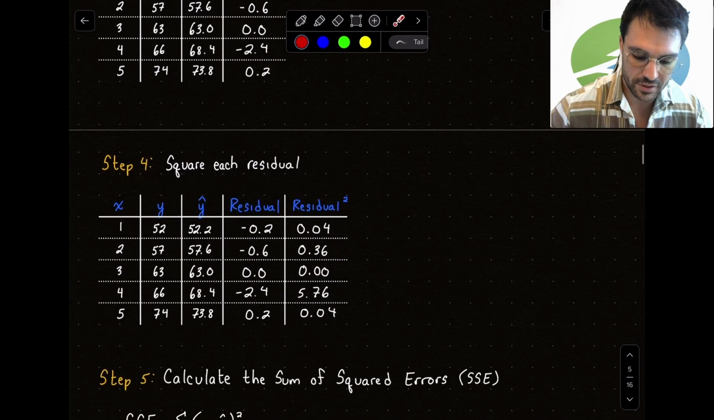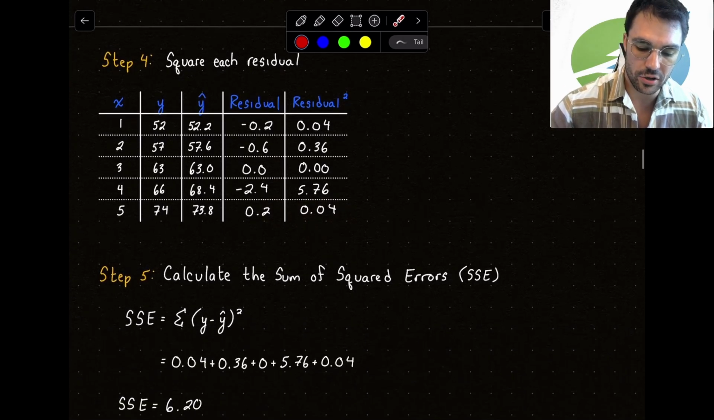All right. Step 4, square each residual. Take each value from the residual column and square it. Negative 0.2 squared is 0.04. Negative 0.6 squared is 0.36, 0 squared is 0, negative 2.4 squared is 5.76, and 0.2 squared is 0.04.